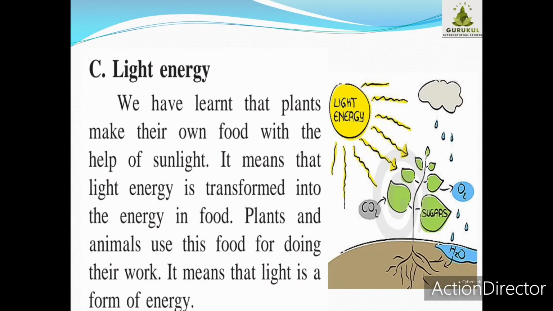Now the next type of energy is light energy. Children, again, from where do we receive light? We receive light from the sun, correct? And what we have learned in the previous standard is that plants make their own food with the help of sunlight. It means that light energy is transformed into the energy in food, and plants and animals use this food for doing their work. It means that light is a form of energy.